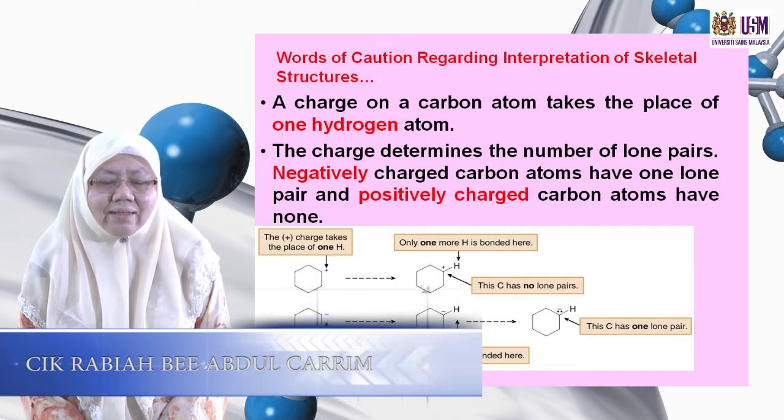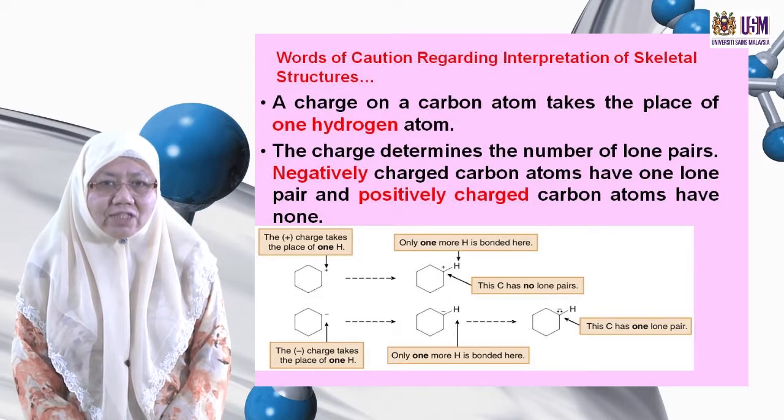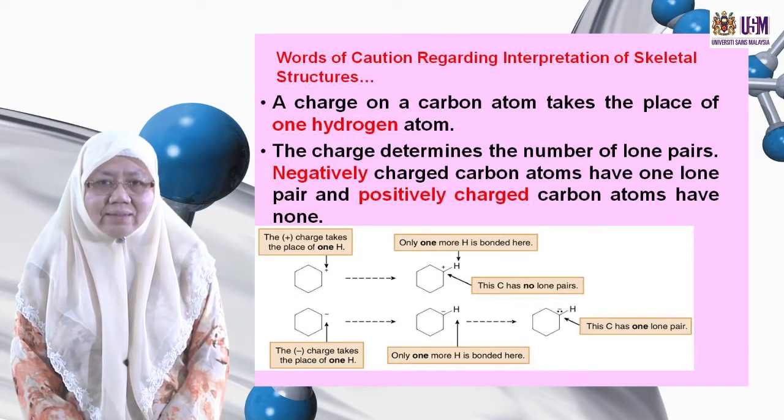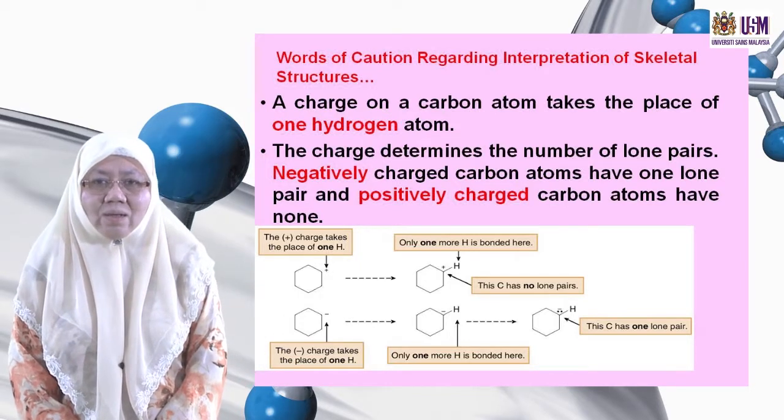But in the cyclohexyl below, we see a negative charge. The negative charge takes the place of one hydrogen atom. So there is only one hydrogen atom bonded there, and since it is a negative charge, this carbon atom has one lone pair.